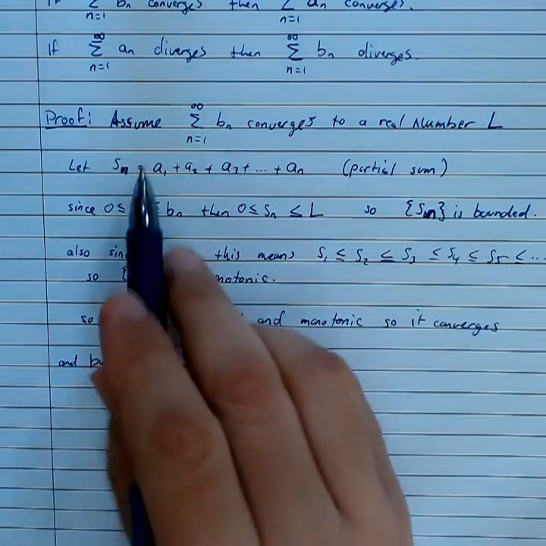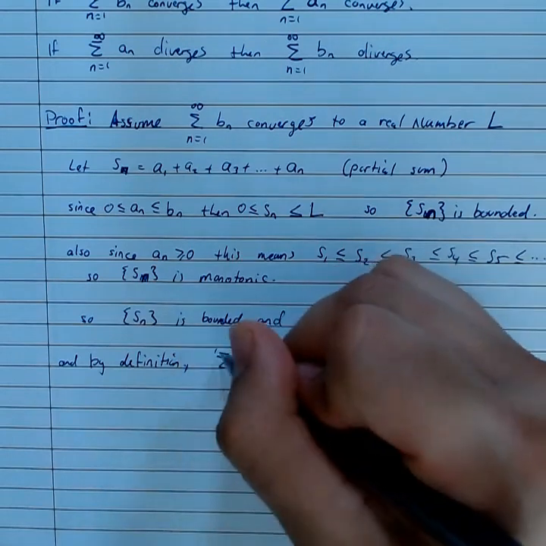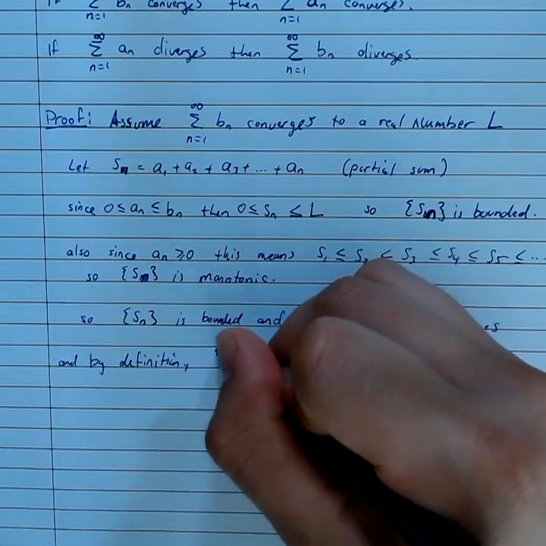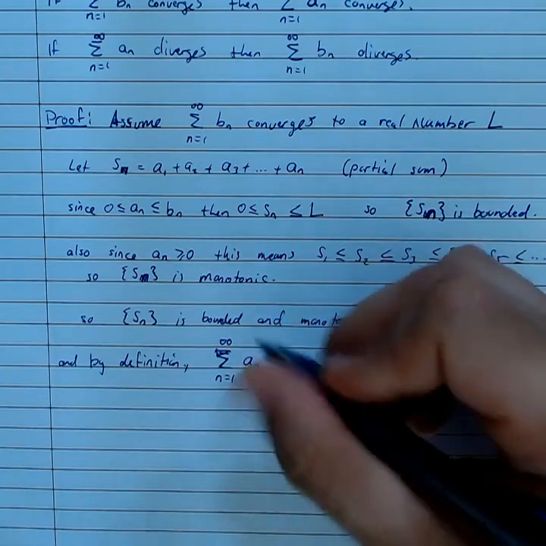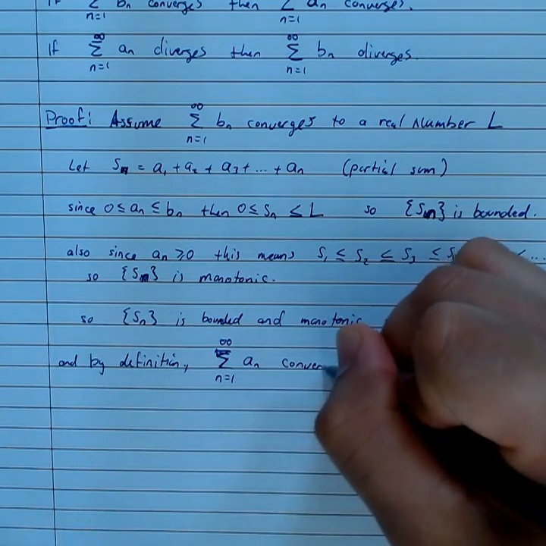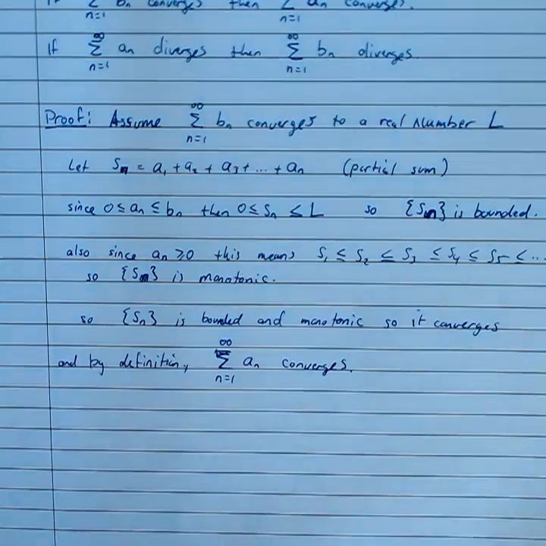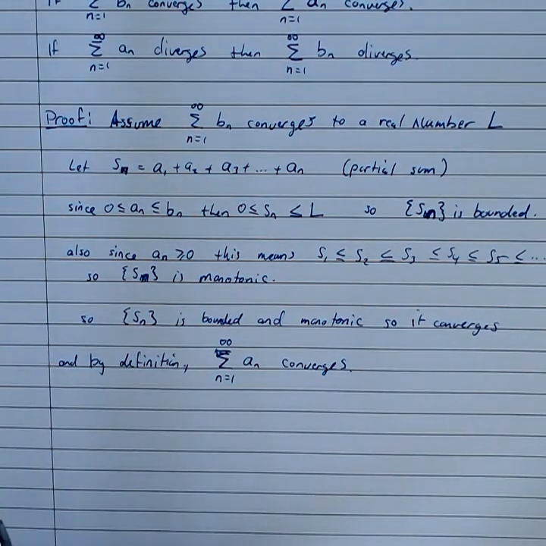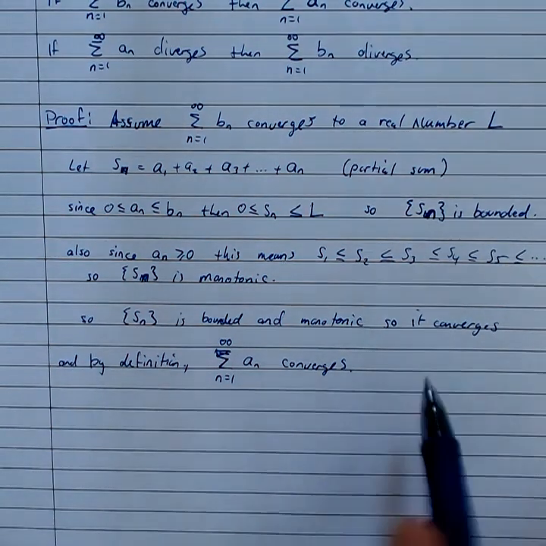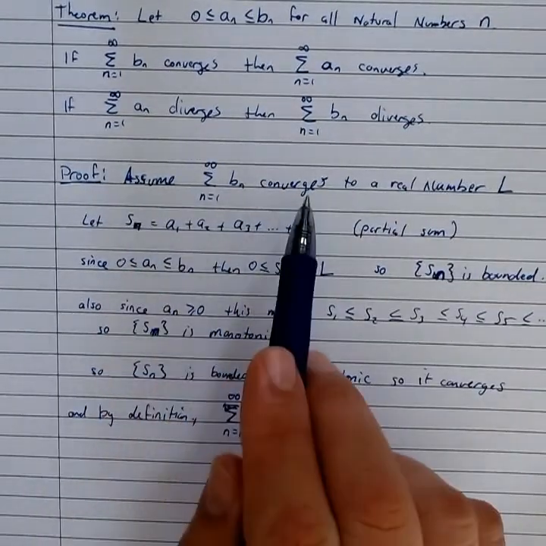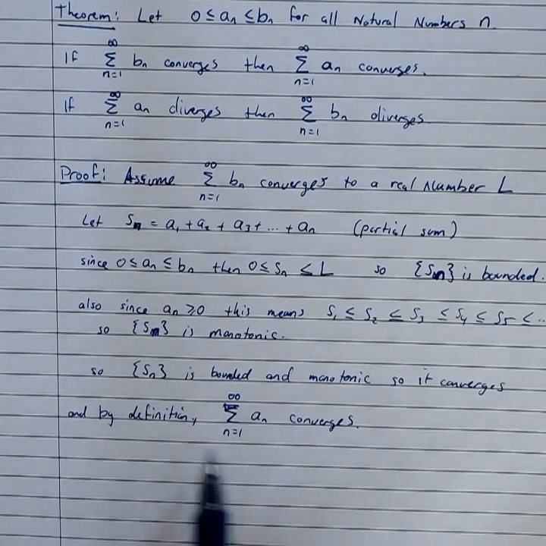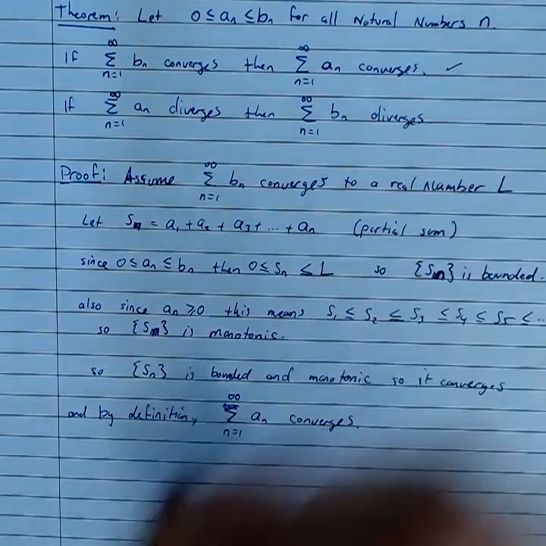But since that infinite series was just the sum of a's, that means I'm going to end up with the sum as n goes from 1 to infinity of a sub n converging. Just like that. All right, so this proves the first part of our theorem. If b sub n converges, we assume that, then that results with a sub n converging. Okay, so that proves that first part.